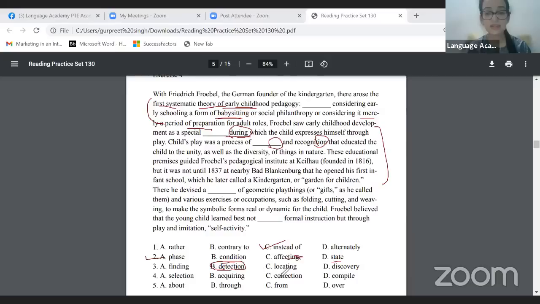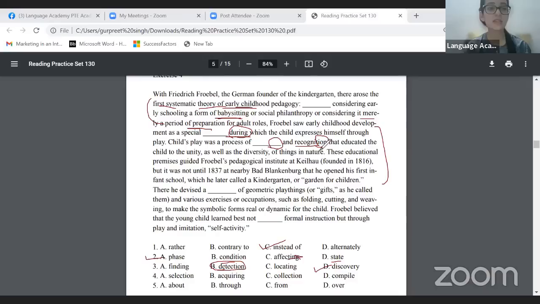Because when children play, they discover new things. They discover language, they discover expression, they discover feelings. So these are the things, learnings, a lot of learning. So that is discovery and recognition. They recognize a lot of things, what is unity, what is diversity, what are the things in nature, like recognition of alphabets, just like in schools.